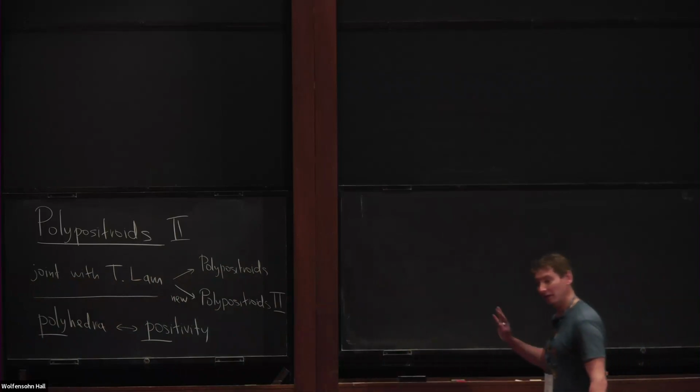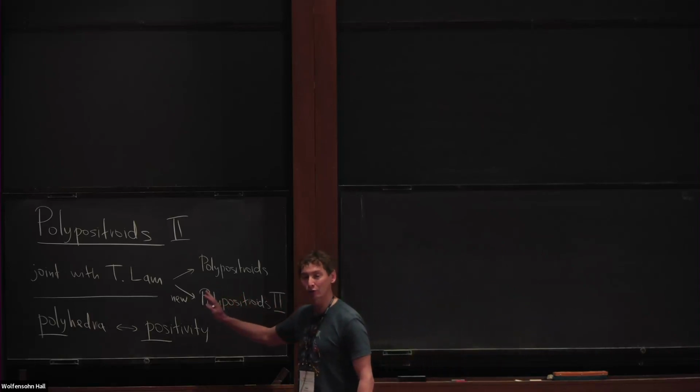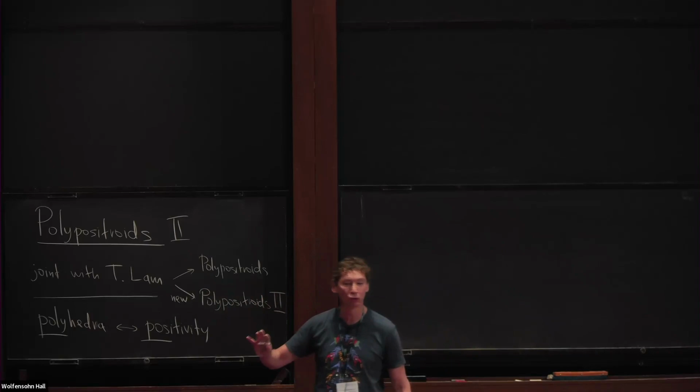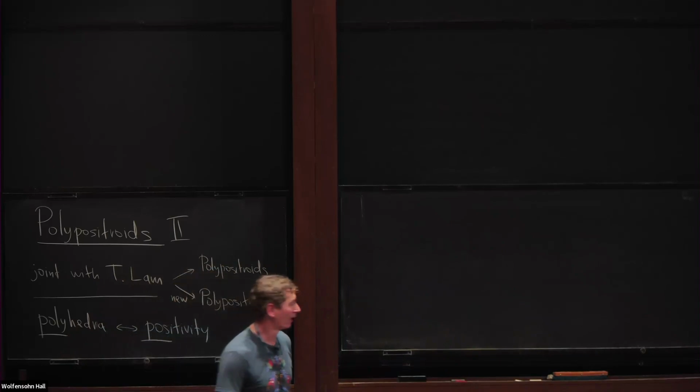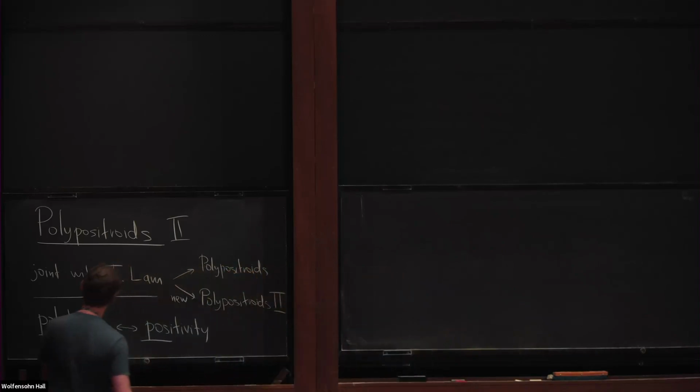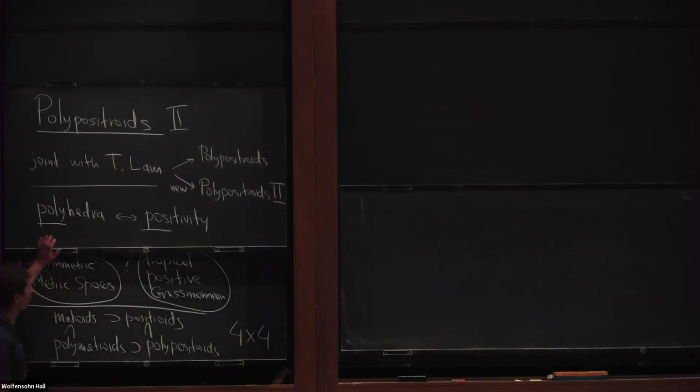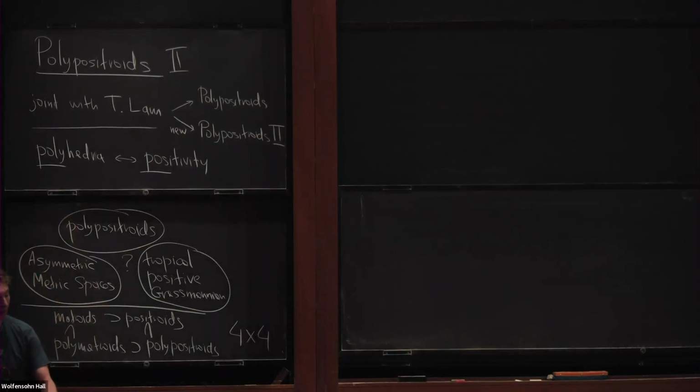But there's definitely some physics related to this stuff that I'm going to discuss. So it's going to be homework for you to find out what all these objects that I'm going to talk about are called in physics. Okay, so let me give a more expanded couple of keywords. 3 keywords. So poly-positroids, I'm going to explain what poly-positroids are. Another important object that is going to appear is called asymmetric metric spaces. And another keyword is tropical positive Grassmannian. So we are going to talk about these 3 things.